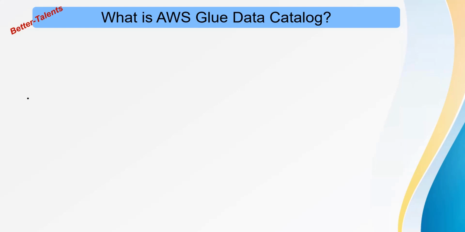Hey guys, today we're going to talk about what is AWS Glue Data Catalog. So AWS Glue Data Catalog is an index to the location and schema of your data. So your data could be in S3, DynamoDB, or any kind of data store. It's not required to be an S3 bucket only, but it can be multiple partitions within the S3 bucket also.